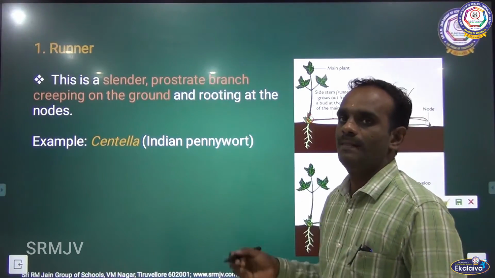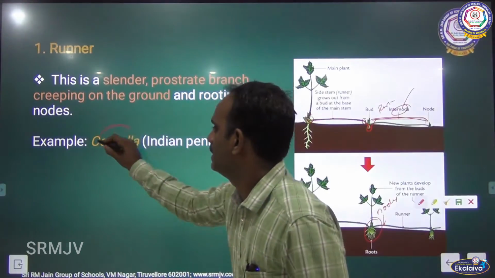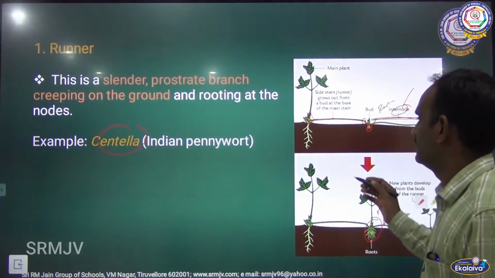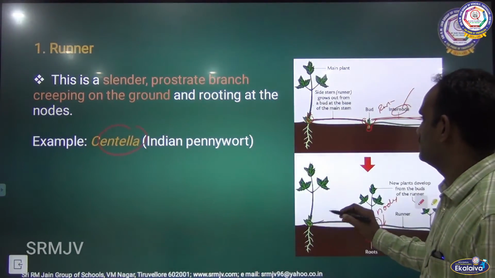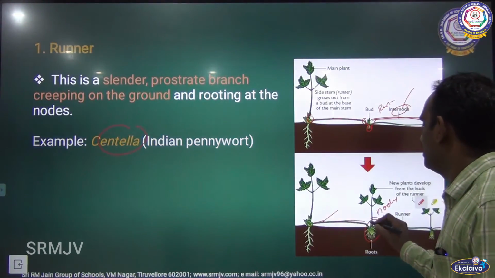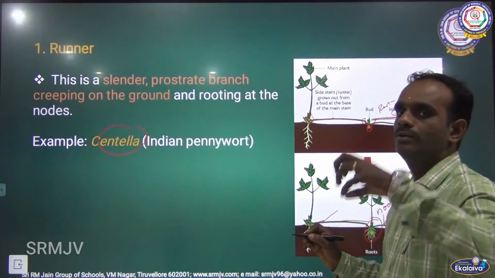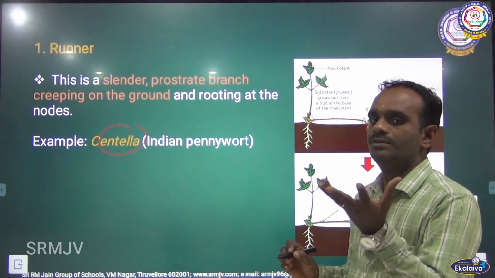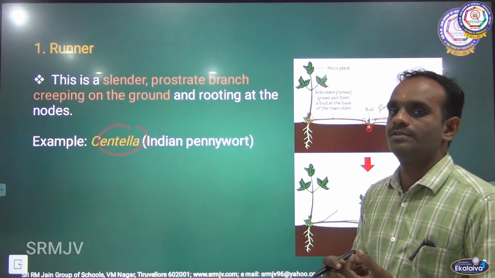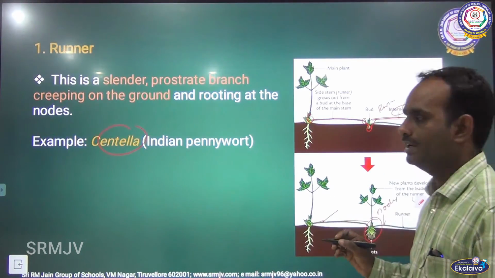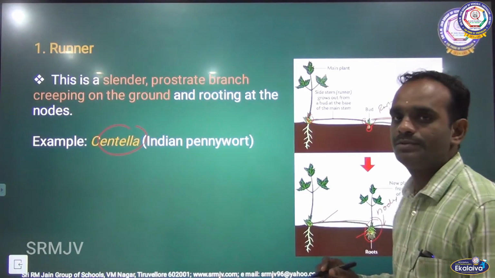That is seen in Centella. So this is the example for a runner plant. Here the plant has branches. This is a long slender branch creeping on the ground and rooting at each node. The stem has so many nodes, and each node gives rise to a root system. All these roots are adventitious roots only.